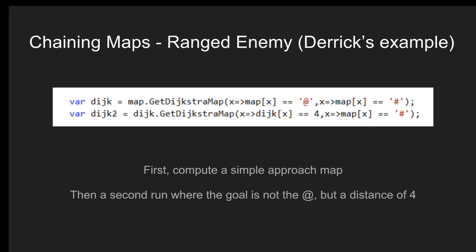So we make a Dijkstra map that allows us to path towards the @ sign as we've been seeing, but then we create a second Dijkstra map, not based on the physical map, but based on that first approach map. And then we say our goal is not to get to the @ sign, but to get to a number 4 on the approach map. But note that we still pull from the physical map on the right what's passable and impassable. And so we've combined the physical map with the distance that we got from the first layer of Dijkstra map. I think of this as chaining the maps together.